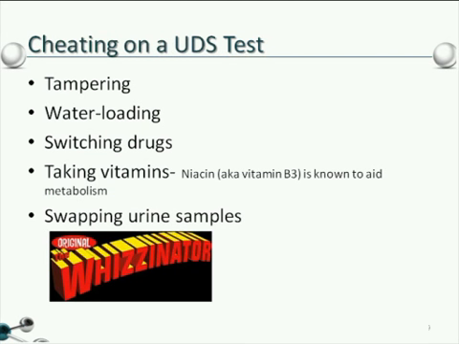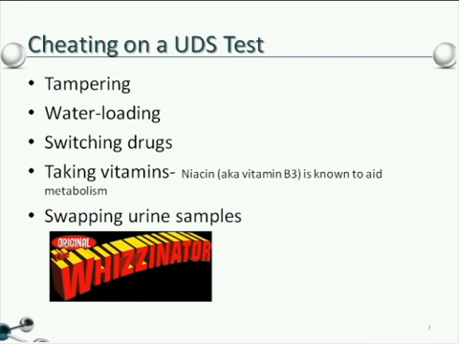Synthetic cannabinoids such as K2 and spice are not captured by the UDS test. Also, people can take vitamins. It's been shown that vitamin B3 can aid and speed up your metabolism, thus making your body excrete your drugs quicker, and therefore limits that 1 to 3 day detection window of UDS, making it even smaller.